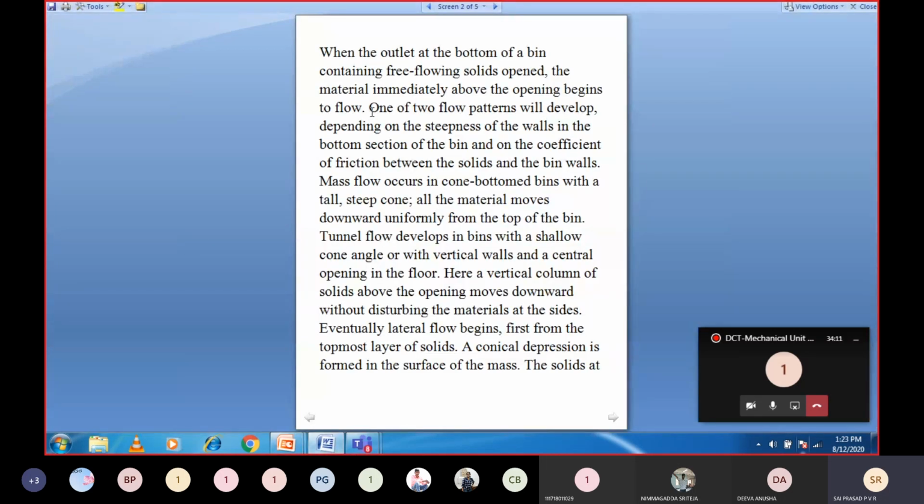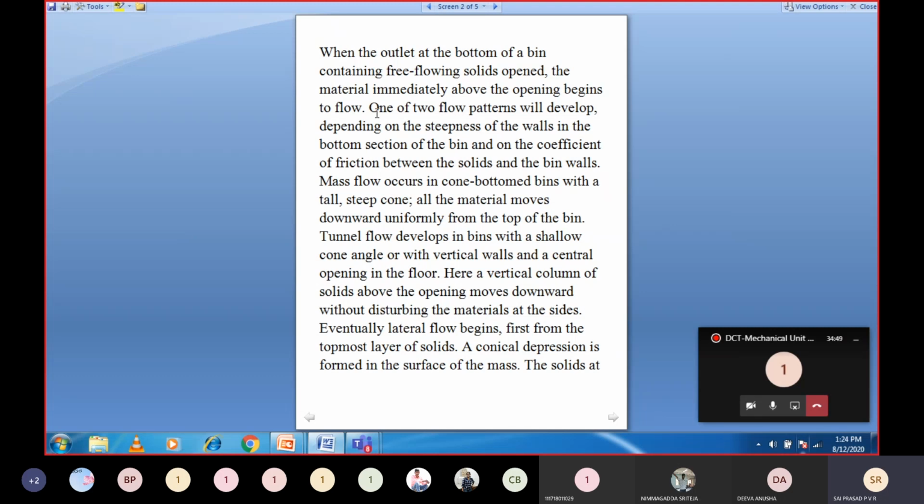One of the two flow patterns will develop depending on the steepness of the walls in the bottom section of the bin and on the coefficient of friction between the solids and the bin walls. So not only the steepness, but also the friction is very important. If the solids exhibit high friction, then interlocking will be there, and because of this interlocking, the flow cannot be generated. So the point is how to ensure free flow when we have materials which have high friction. As in the video we have seen, there are internal elements, inverted V shapes, isn't it?